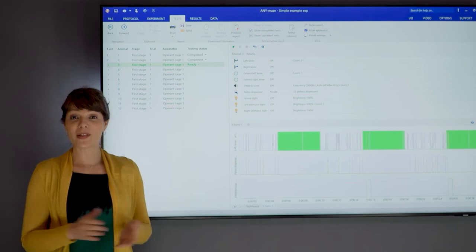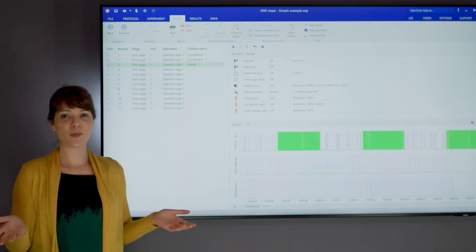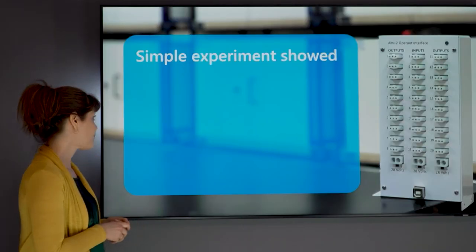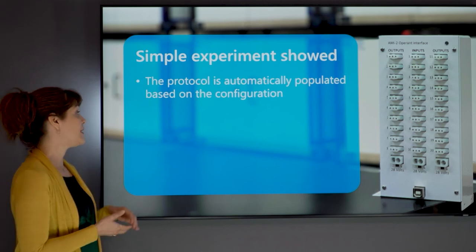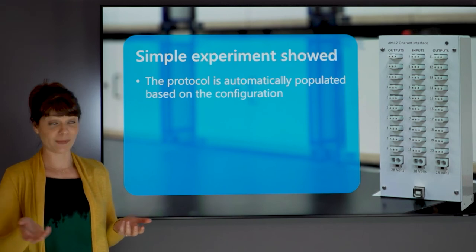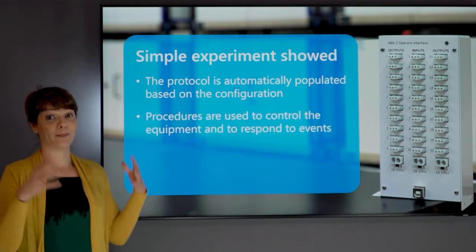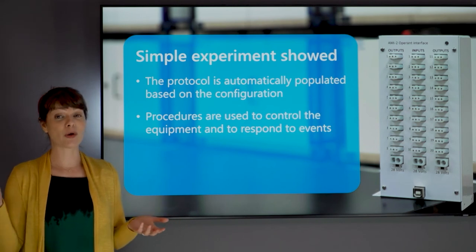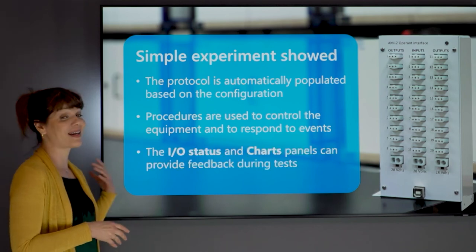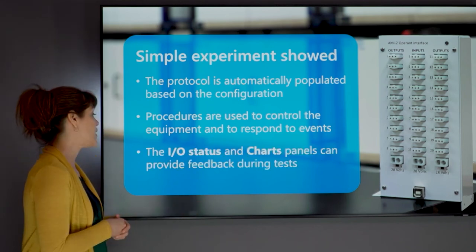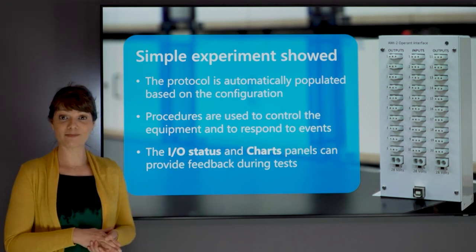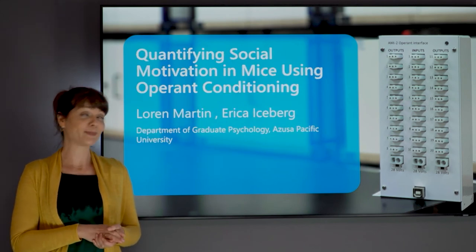So that's all we're going to do with this simple experiment. It was never intended to be of any real use. We were just using it to show you some important things. So first, Anymaze populates the protocol with relevant items according to your cage's configuration. Second, we can use multiple procedures in order to control the equipment and the response to events, such as lever presses. And finally, we can get feedback during the tests by using the I/O status and charts panels. That's it. Now that I've introduced everything, it's time to take a look at a real-world experiment.